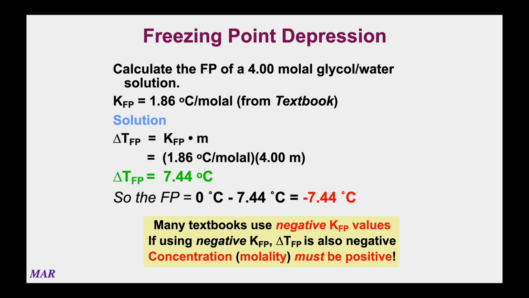But the two things I do want you to know is that, first of all, molality is always going to be a positive number, no exceptions, all right? And whatever delta T you calculate, the freezing point will be that much less than the regular freezing point. So in this problem, we had a positive 7.44. You need to be hip enough to know then that the freezing point of the solution will be 7.44 degrees less than the regular freezing point, so that's the negative 7.44.